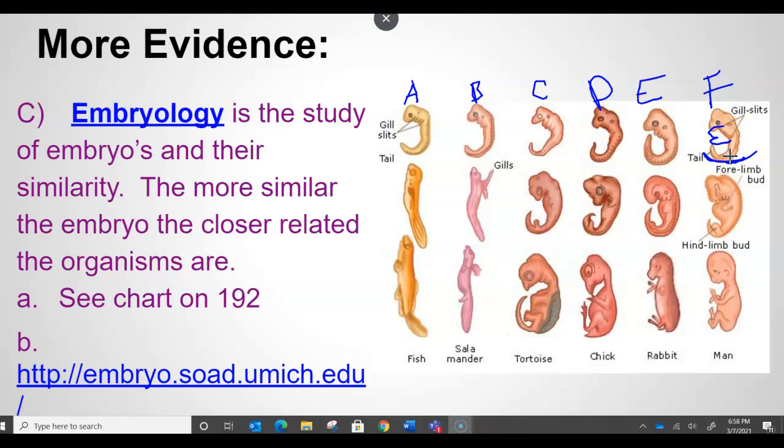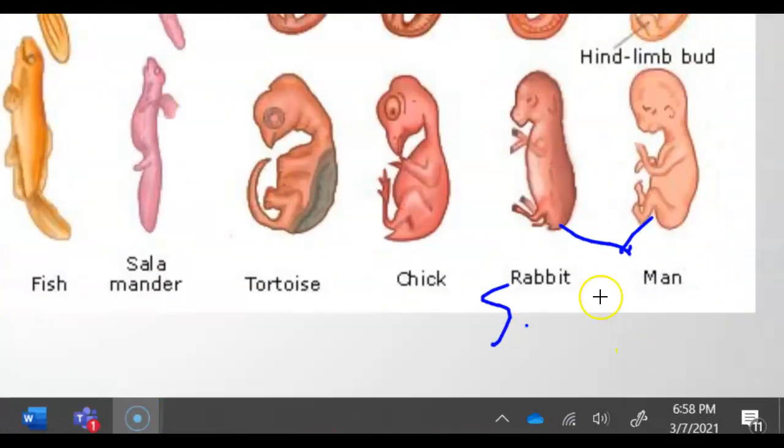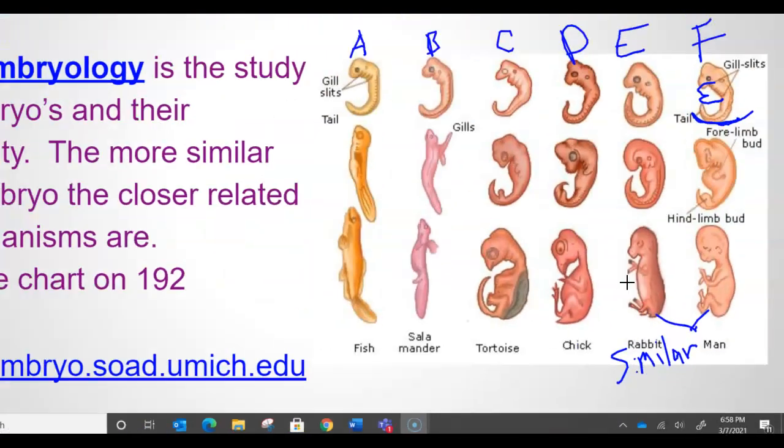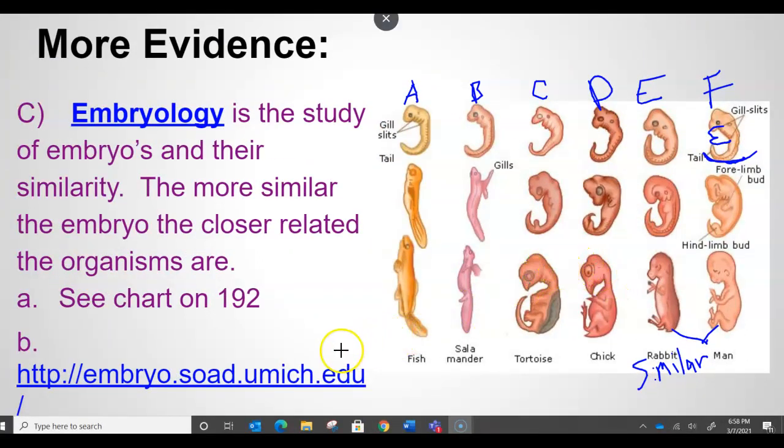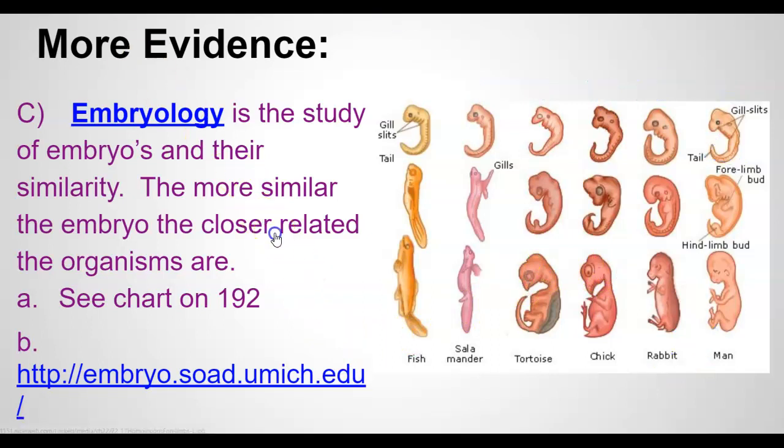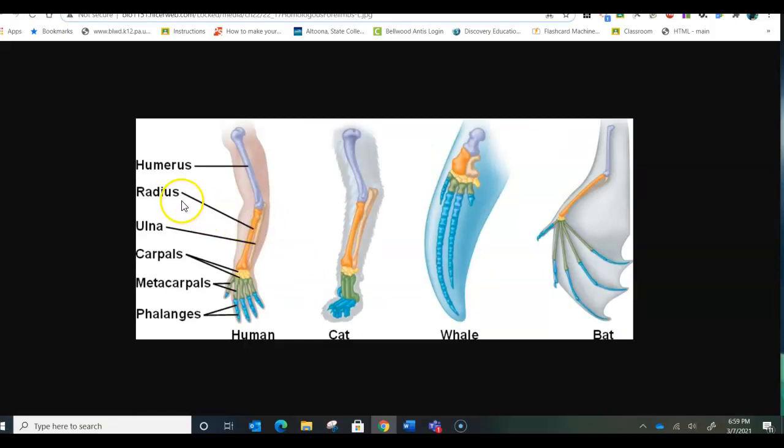It really doesn't do anything other than some of the muscles that control your bowel movements are actually attached to your tailbone. And literally, the closest related ones here, the rabbit and the man, both being mammals, are very similar. The more similar they are, the more closely related they are in terms of evolution. There's a better picture of.